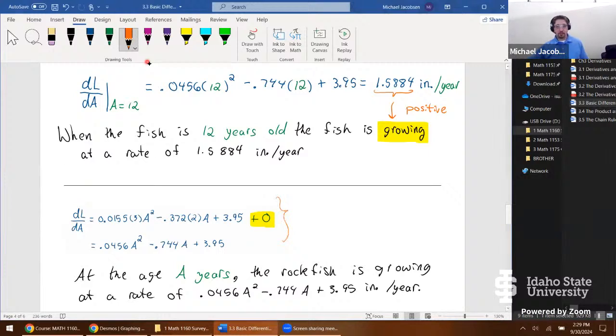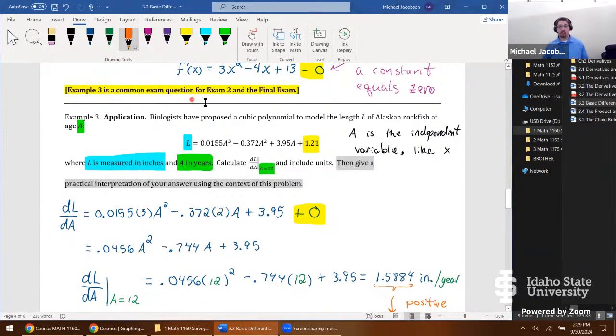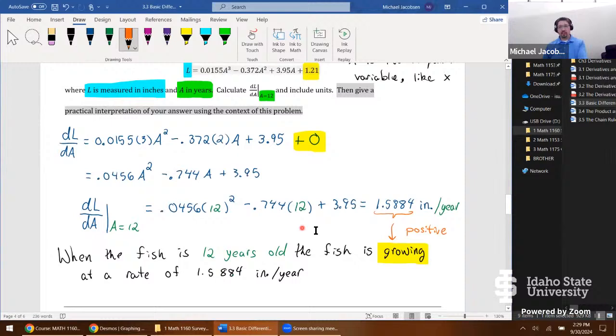Okay, and just to clarify the notes, let's put here in brackets that this is the interpretation when A is not specified. I would say that this is a good question too, and for the purposes of exams, if I was going to ask, like we said here, this one's a common question for exam 2 or the final exam, I'd usually do it in this way, where you're plugging in a value and giving an interpretation relative to the age of the fish or the age of the tree or whatever the unit might have been for the applied setting.